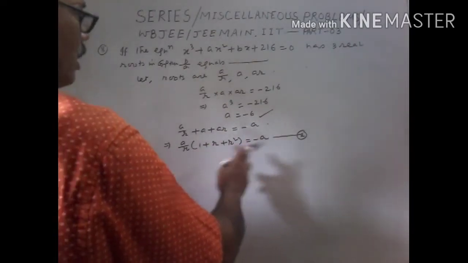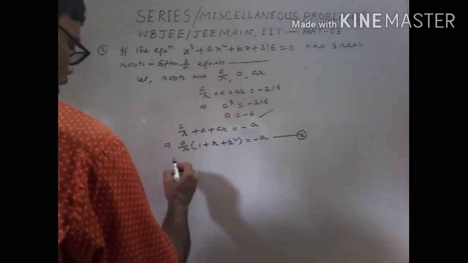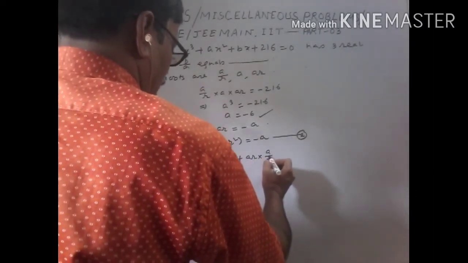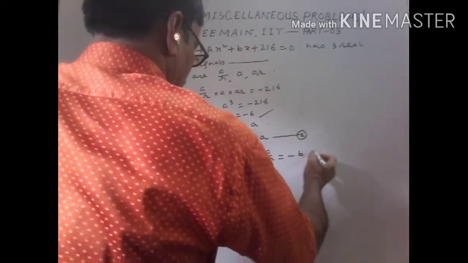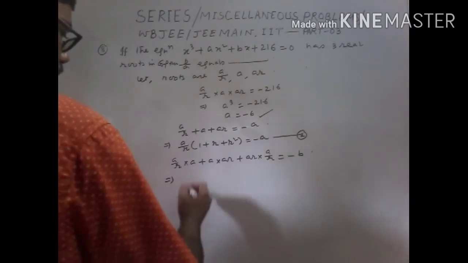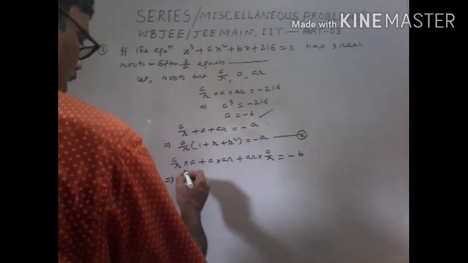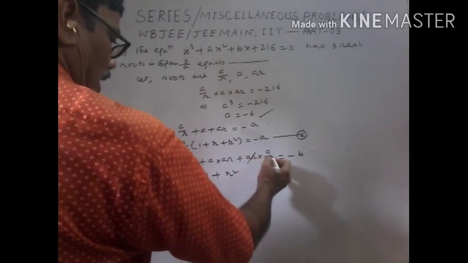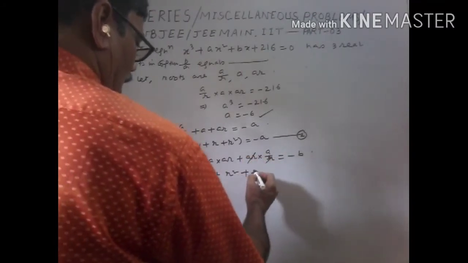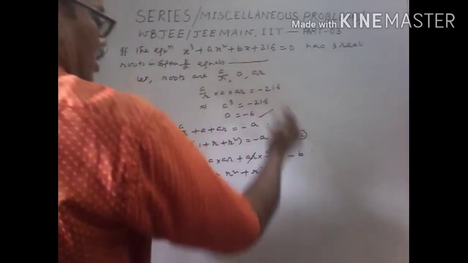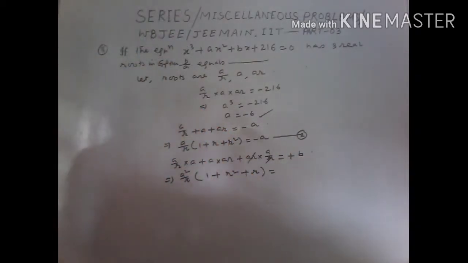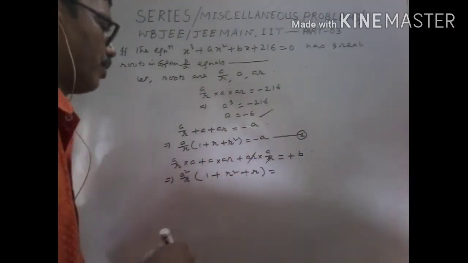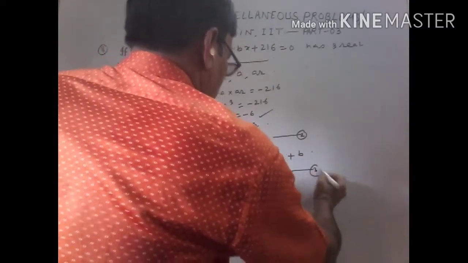Then alpha beta, beta gamma, gamma alpha. So the products of roots taking 2 at a time: A by R into A, A into AR, AR into A by R equals B. So A square by R common, 1 by R square, R cancels, this equals B. So this is our equation number 3.